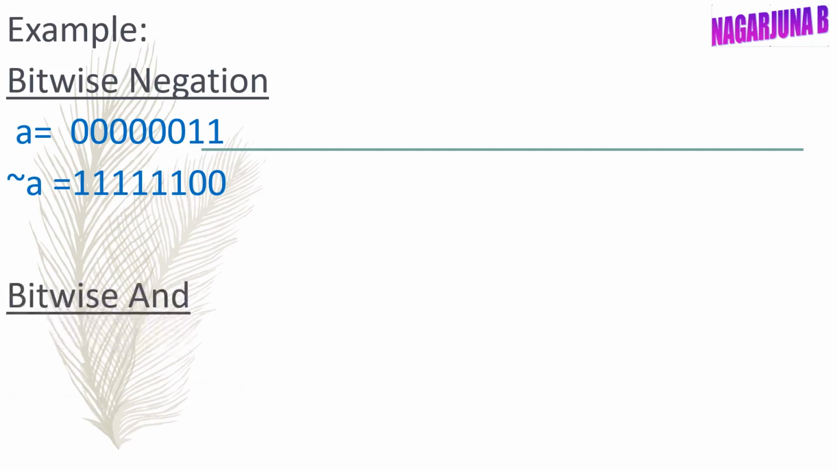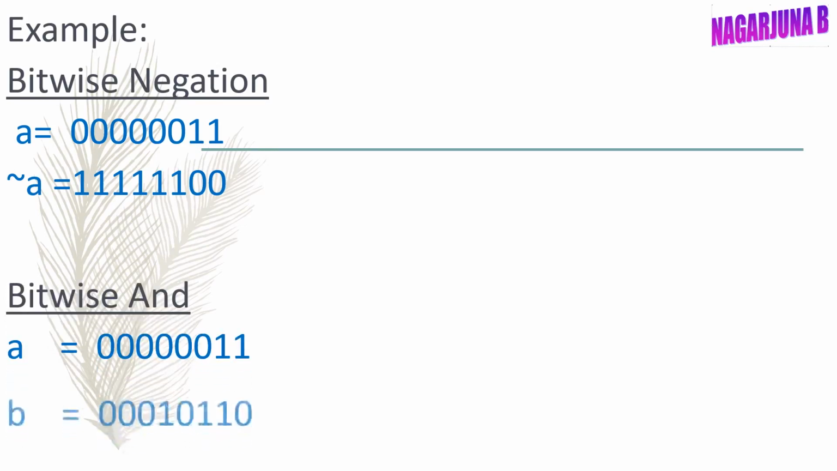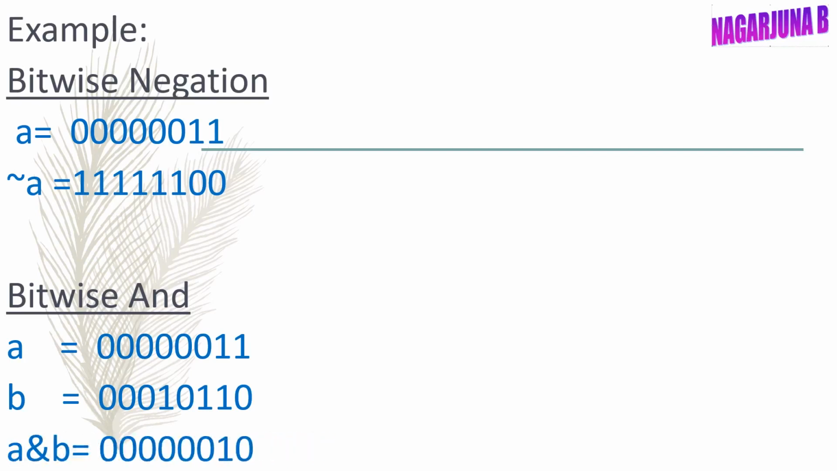Then bitwise AND. Consider 2 values A and P: A is 6 zeros 1 1 and P value is 3 zeros 1 0 1 1 0. When we perform the bitwise AND, it will be noted as A ampersand P. 0 0 will be 0, 0 0 will be 0, 0 1 will be 0, 0 0 will be 0, 0 1 will be 0, 1 1 will be 1, 1 0 will be 0, because the ANDing of bits will be 1 if and only if all the bits are 1. Otherwise it will be 0.